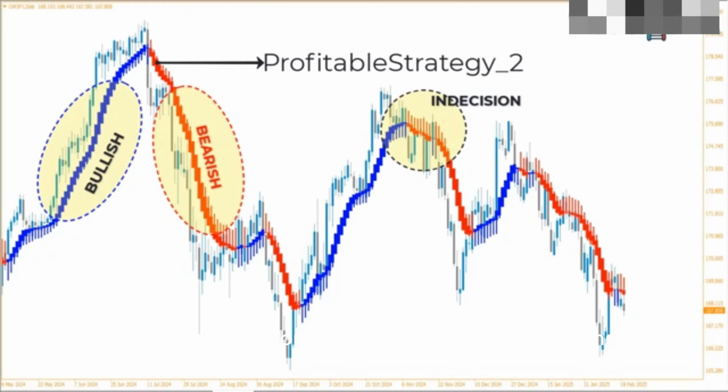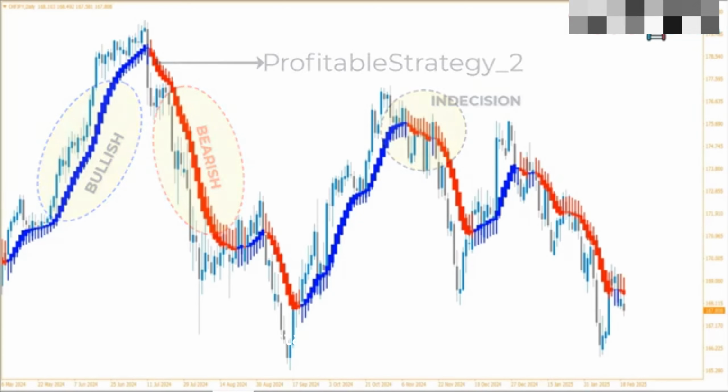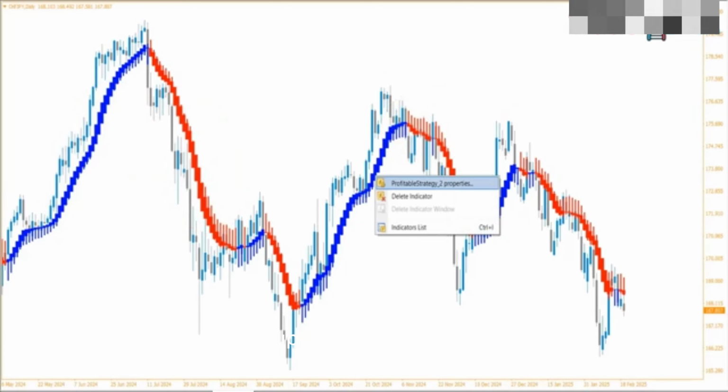With just a glance, you can instantly gauge market conditions, giving you a major edge in your trading decisions. There are two crucial things I'm about to show you about the Profitable Strategy Indicator 2, and trust me, you don't want to miss this. First, we'll dive into how to properly set up this indicator for maximum accuracy. Then I'll break down exactly how to read it, so you can spot high probability trade setups with confidence. Let's start with the first part, setting up the indicator correctly.